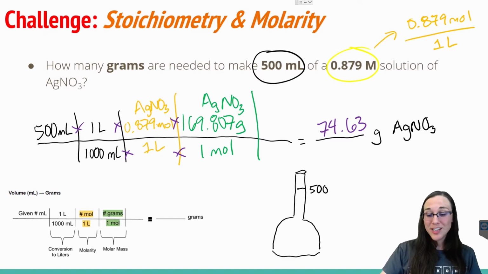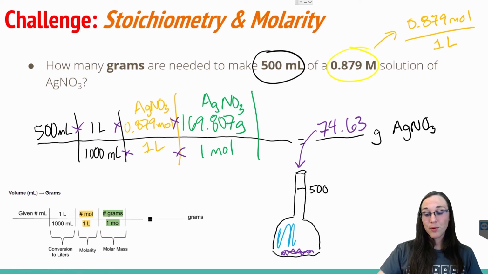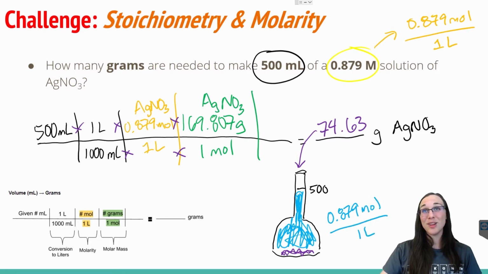And then you would add your 74.63 grams of silver nitrate directly to the flask, or you would make a slurry out of it first and add it to the flask. You would then fill the rest of the flask up with water until you get to the 500 milliliter mark. That would give you your 0.879 moles per liter solution in your 500 milliliter volumetric flask.